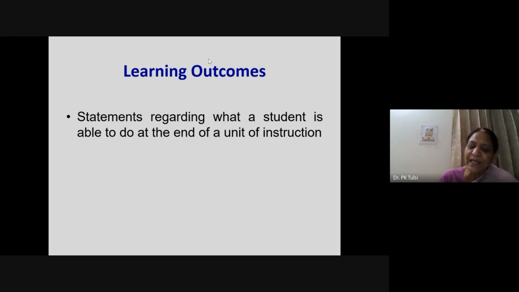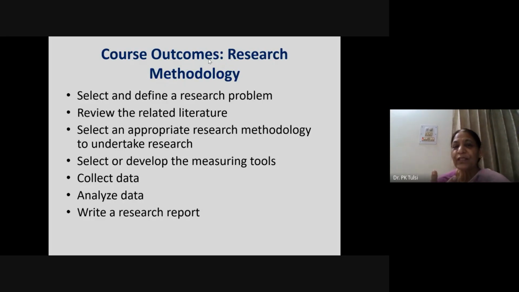How do we state them? For example, this is a course outcome for the course on research methodology. Whenever a person is taught research methodology, he is acquiring knowledge with respect to the concept of research, the process of research, the various designs of research, then how do we go about collecting the sample, how do we develop the measuring tools, how do we collect the data, and how do we analyze the data and write a research report?